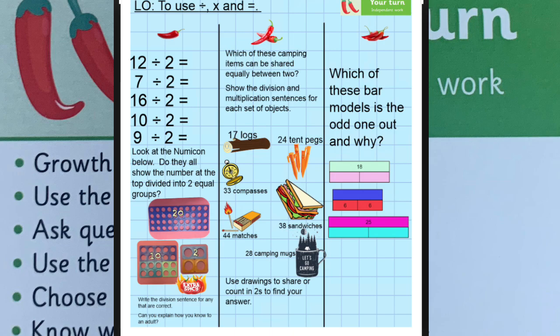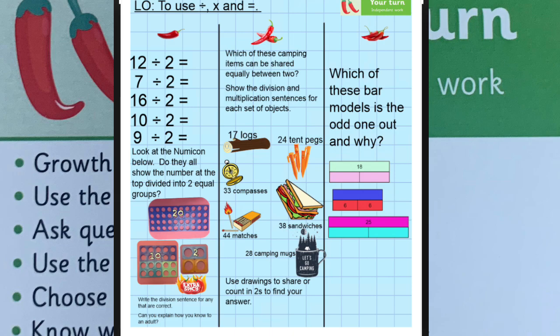So, Chilly Challenge 1, you have some number sentences to solve. Can you divide all of them by 2 and get a whole number as your answer? Are there any that are incorrect? Then look at the Numicon at the bottom. Are any of those showing equal groups or a number divided by 2? As an extra spicy challenge, perhaps you could write the number sentences to go with the correct pictures and tell a grown-up why you think that is, why they're correct.